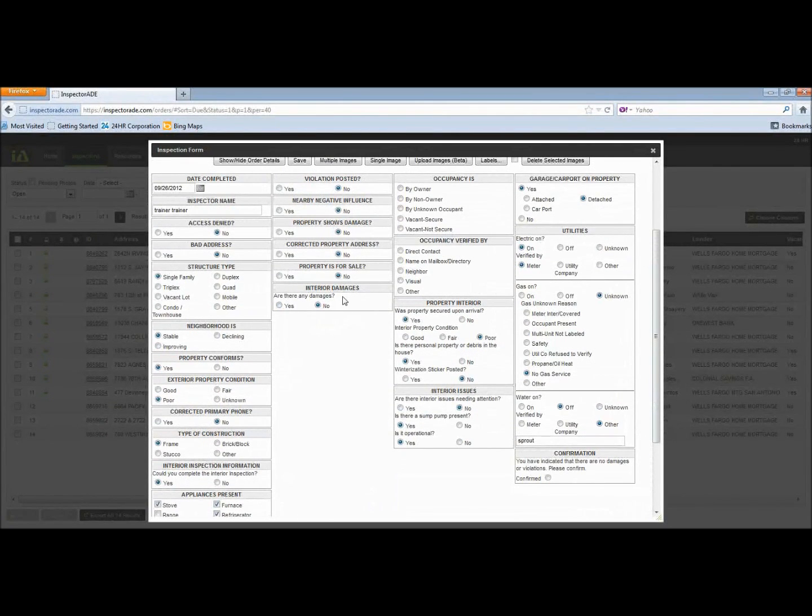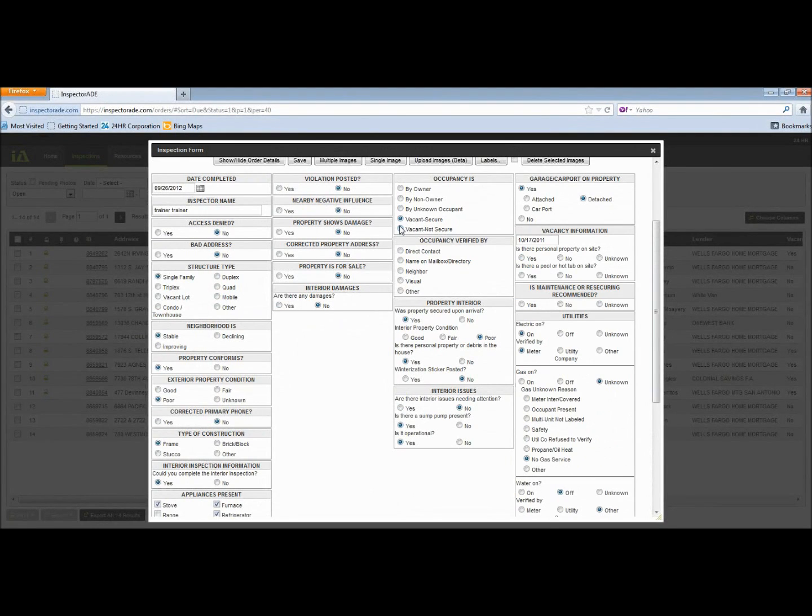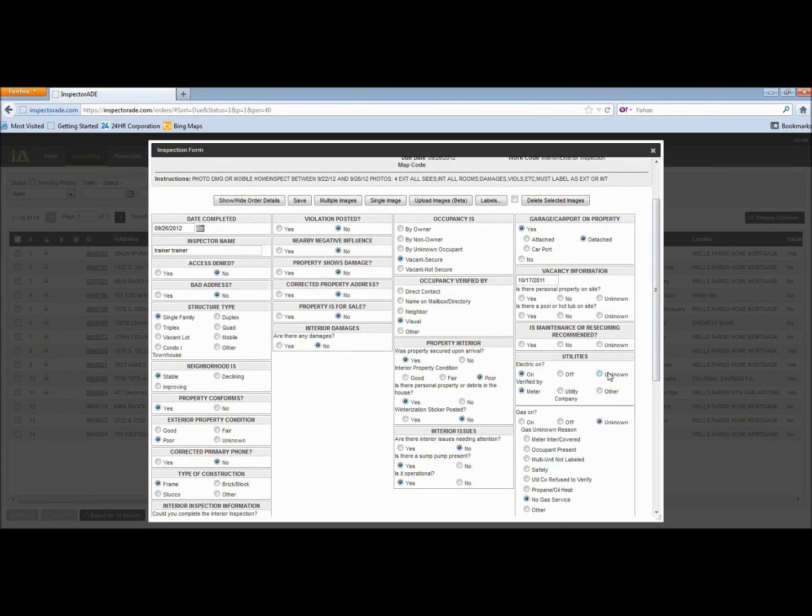Another new question is interior damage. Occupancy is always going to be vacant secure or vacant not secure. Visual. It's going to ask you some questions about the interior. Is there a winterization sticker posted? There's sump pump. Personal property, hot tub. Maintenance or resecuring recommended.